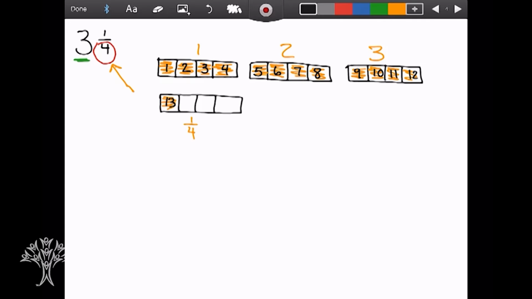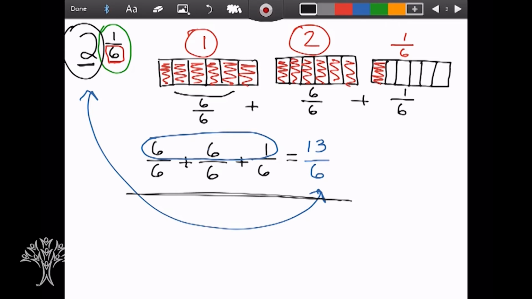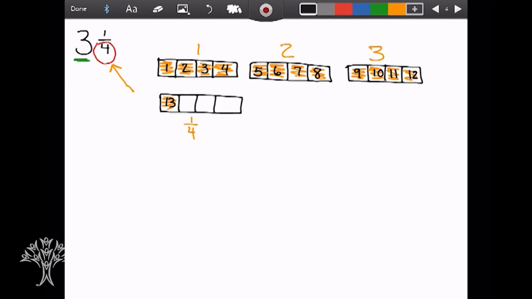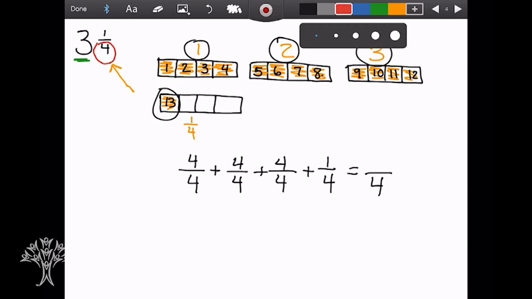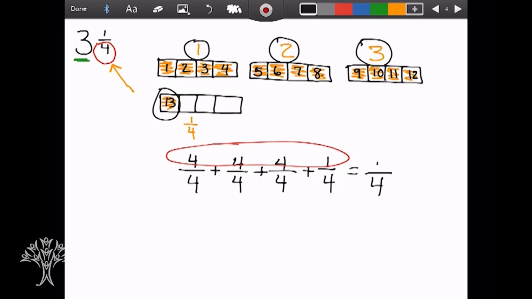You can think about it with an equation as well, like we did on the other problem. So this one whole, that's 4/4. The second one, that's another 4/4. So I've got 4 pieces shaded in. My third one, that's another 4/4. And my last one here, that was the 1/4. So my denominator does not change, but then I just add those top numbers together. So 4 plus 4 is 8, plus another 4 is 12, plus one more is 13.